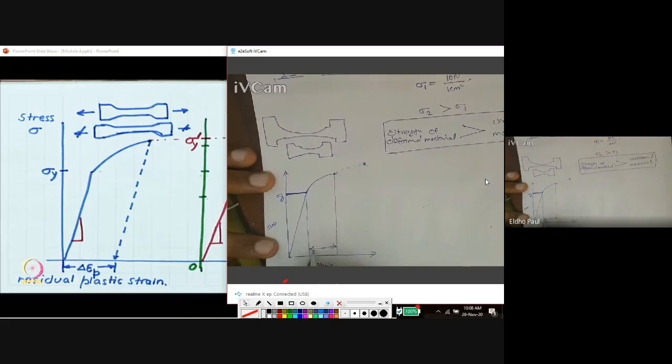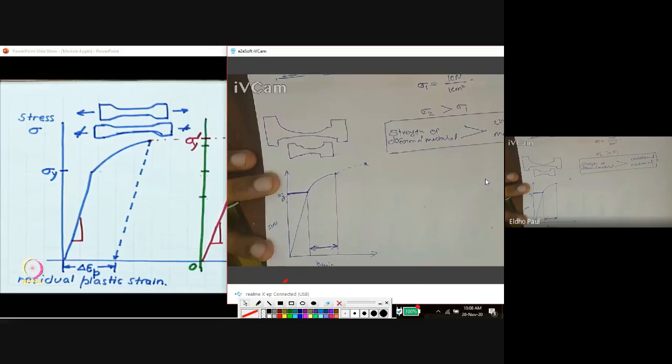Okay, we apply stress above sigma y. Correspondingly, this is the amount of deformation or strain. This much is the amount of change in deformation.